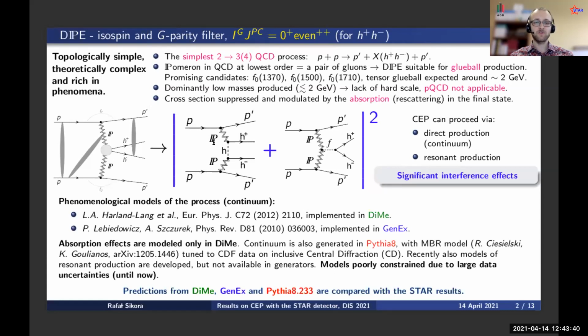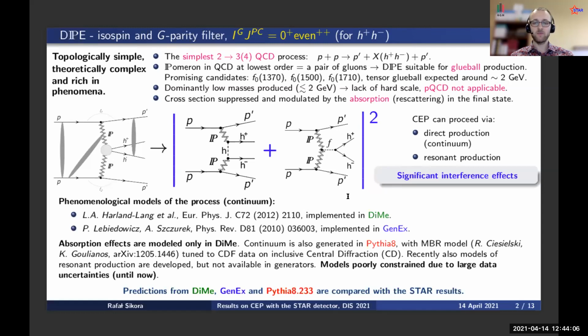And this absorption is on top of the quantum interference because we can have contributions from amplitudes describing the continuum production, when the virtual hadron is exchanged between the pomerons, or the resonant production, where the two pomerons directly couple to the resonance that further decays into the pair of hadrons. So there are plenty of phenomena.